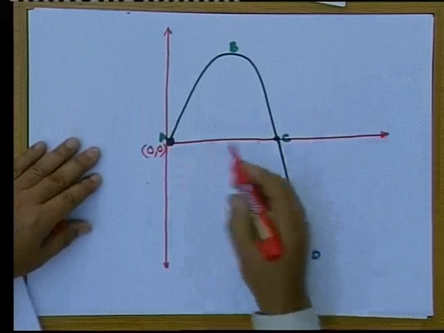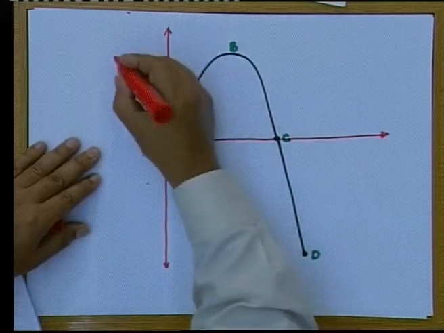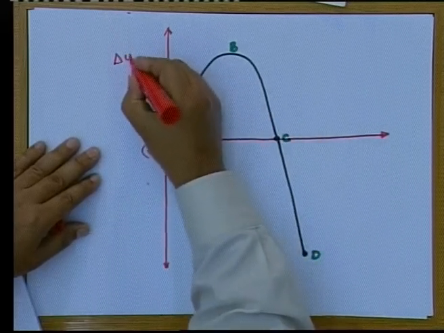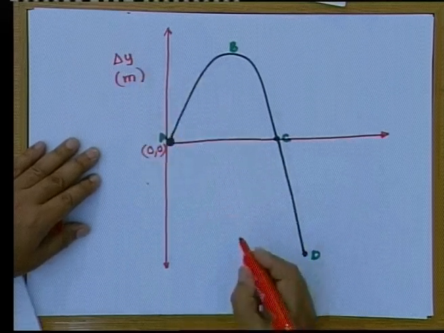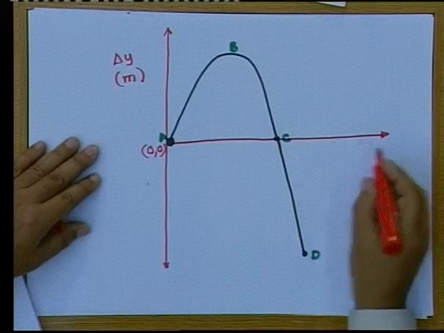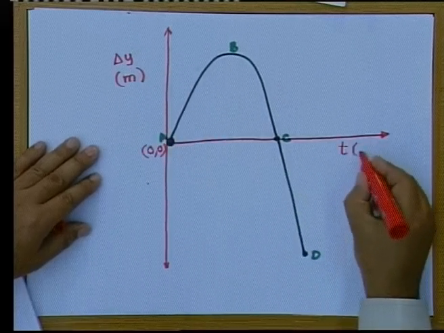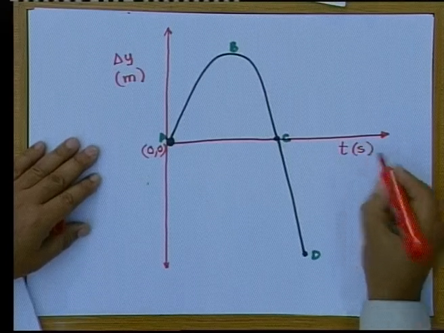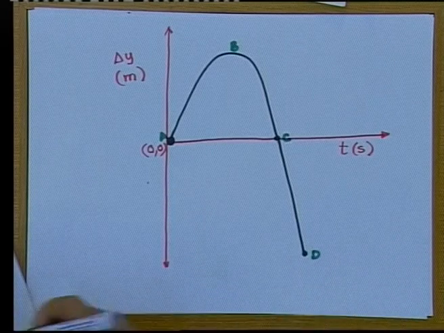So it's a position-time graph. What do I write here? I have delta y on this side, and that is measured in meters. And then what do I have here? This is my time axis, and that is measured in seconds. Now they say that I must fill in some of the details.